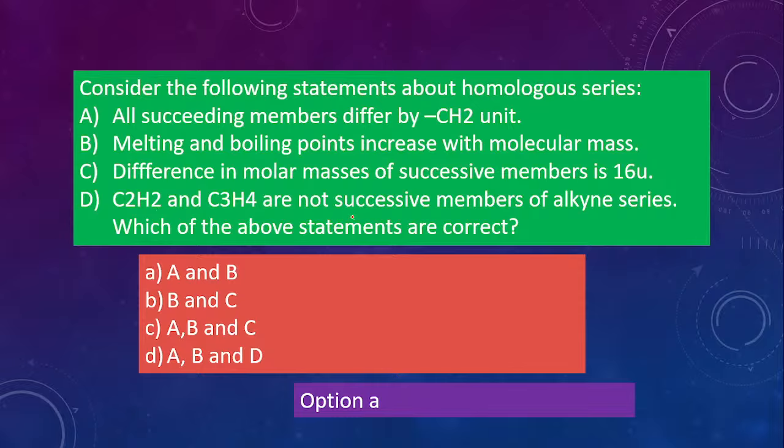These are not successive members. So this one is also correct. So option A and B are yes, and the others are not needed. Okay, these are wrong. So option A and B are correct. So all will differ by a CH2 unit.